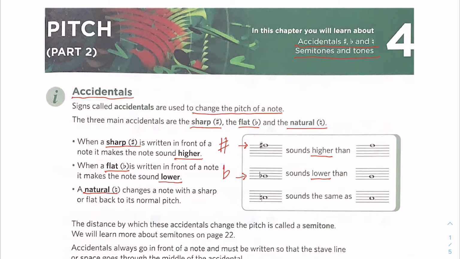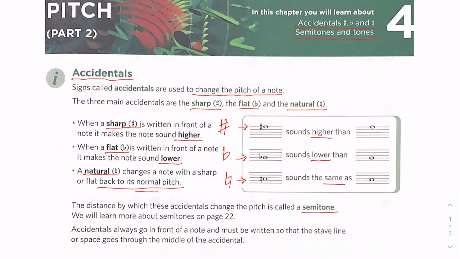A natural changes a note with a sharp or flat back to its normal pitch. So this time we have a note that is in the second space. When we add a natural, this is a natural, it cancels the sharp or the flat that was added previously to the note. And the note with a natural in front of it will sound the same as its original pitch. Next, the distance by which these accidentals change the pitch is called a semitone. We will learn more about semitones on page 22.